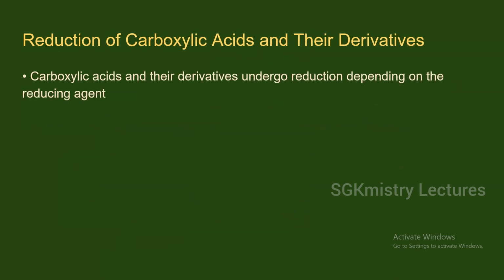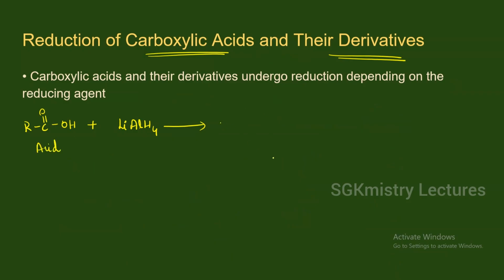Next, coming on to reduction of carboxylic acids and their derivatives. If I take the carboxylic acid and treat it with lithium aluminium hydride, what is going to happen is, so this is the carboxylic acid. Lithium aluminium hydride is nothing but aluminium with hydride, which is H minus. Here let me write C double bond O, O minus, Li plus. This H can be easily removed as H plus because it is an acid.